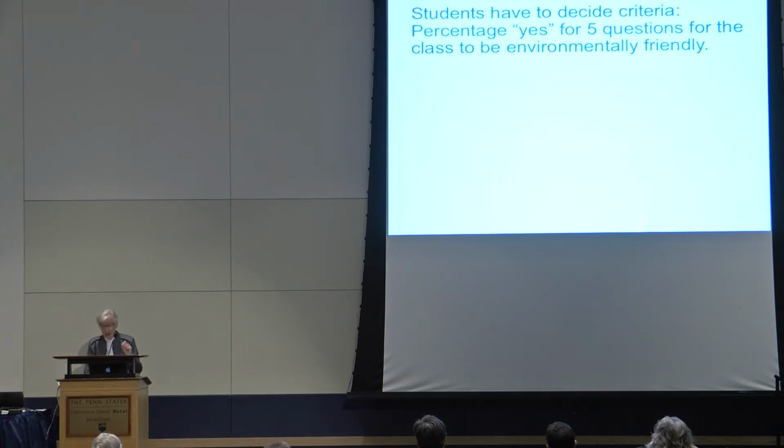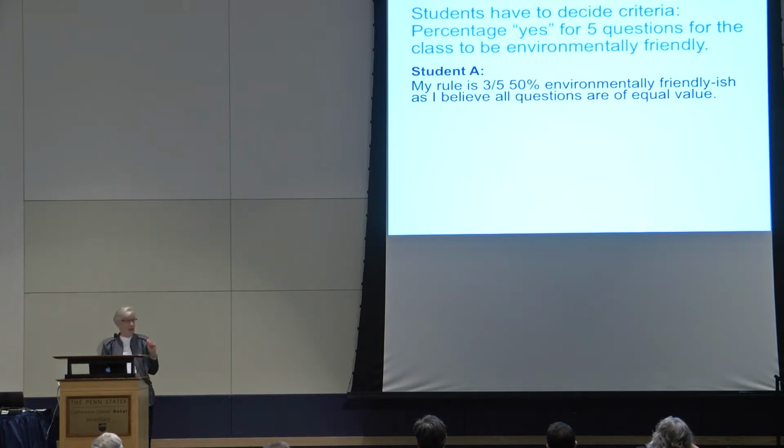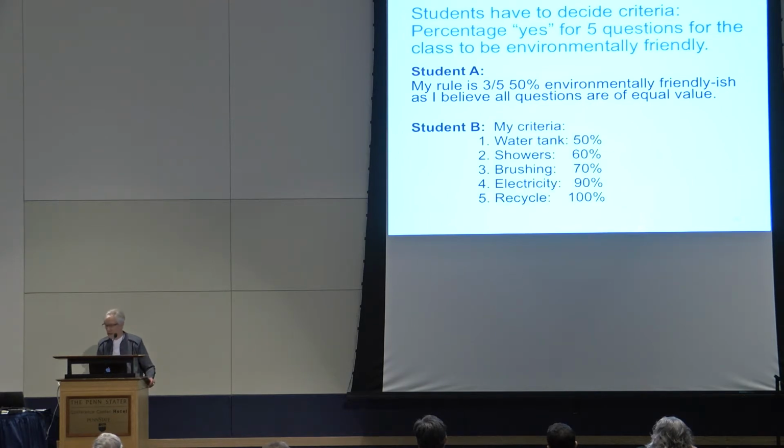And so, for instance, student A said, my rule is 50% environmentally friendly-ish, 3/5 of them have to be, because I think all the questions are of equal value. But then another student said, my criteria is: in Australia, water tanks are really important because we have a lot of water shortage. So for the teacher this is a nightmare, because every student has their own criteria.